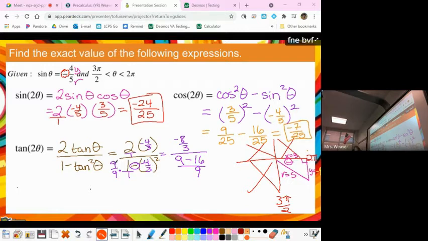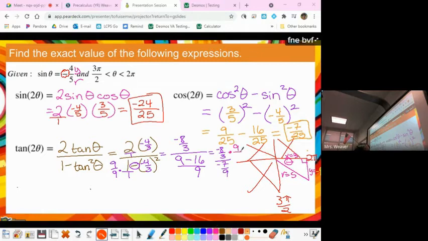I want you guys to just get the concept that anything over itself is 1. So if the denominator is 9 and we're trying to make 1, the numerator needs to be 9 to make 1, okay? All right, and so then we've got negative 8 over 3 divided by 9 minus 16, which is negative 7 over 9. To divide by a fraction, we multiply by its reciprocal.